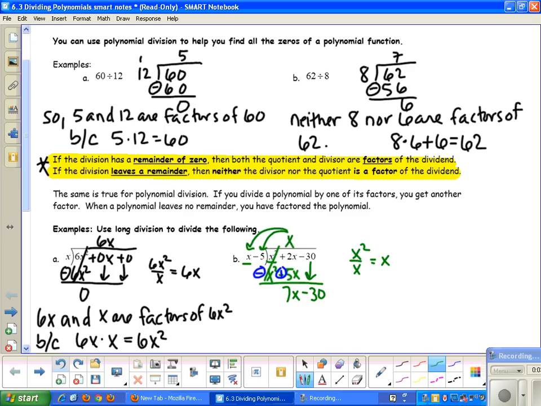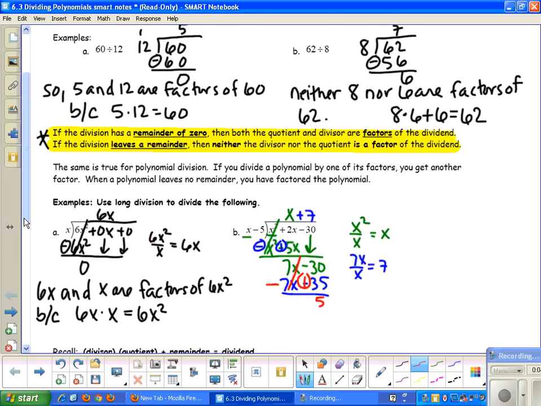And then I start all over again. So now I want to see how many times x goes into 7x. So it goes 7 times, so that would be plus 7. 7 times x is 7x. And 7 times -5 would give me -35. And then don't forget, we need to change our signs, so this would be minus and this would be plus. This cancels out, which we did on purpose, and I'm left with 5 for my remainder. So because I'm left with 5 for remainder, I know that x plus 7 and x minus 5 are not factors of x squared plus 2x minus 30.